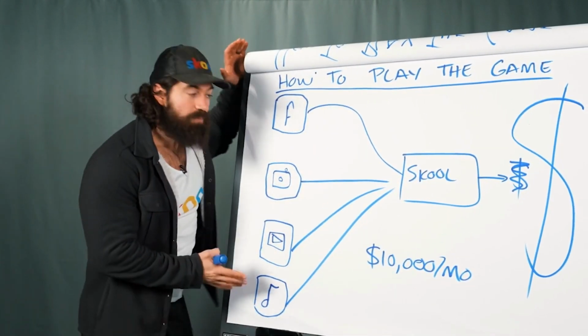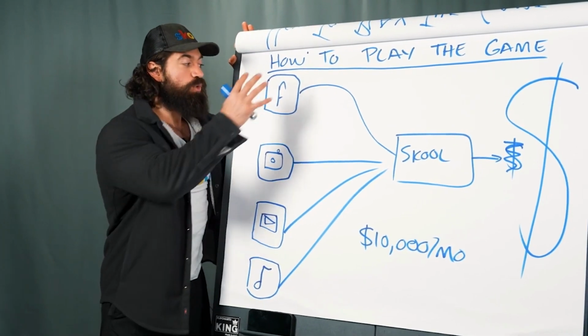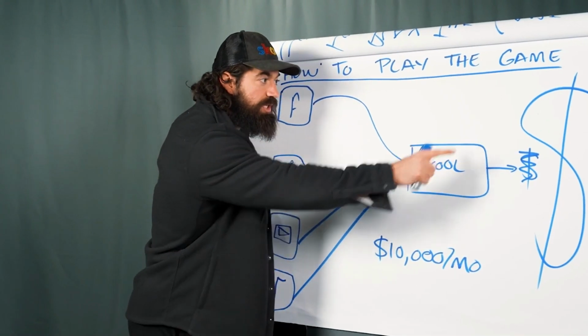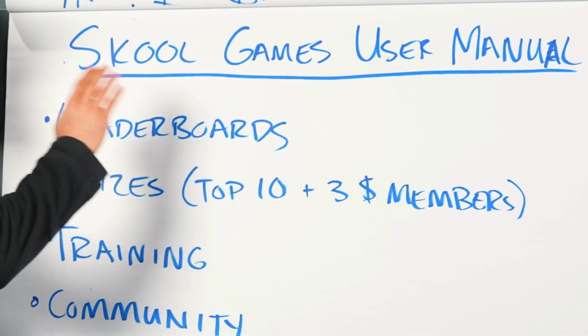And this one picture should be the one that you burn into your brain, is this is how you do it. You post content, you siphon the traffic to Skool, Skool converts it and turns it into money. That's the game, and that's how you play. Now, here's your Skool Games user manual.